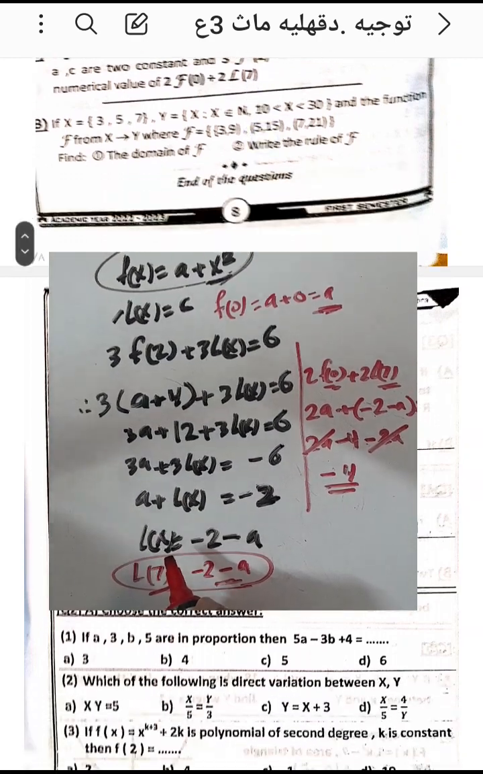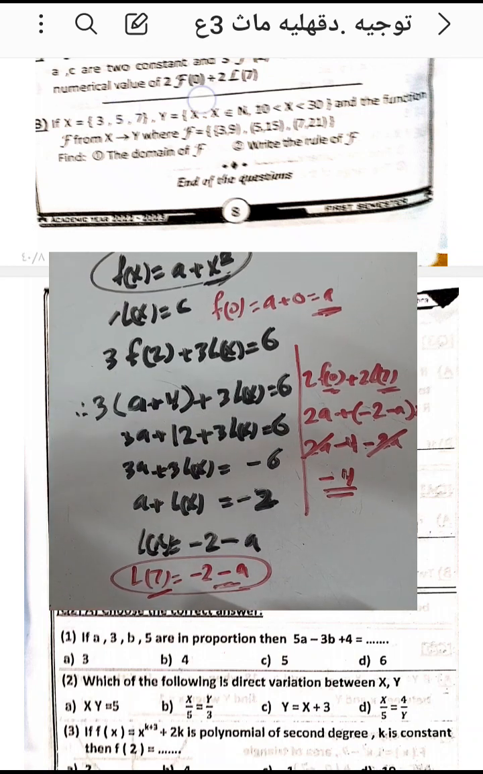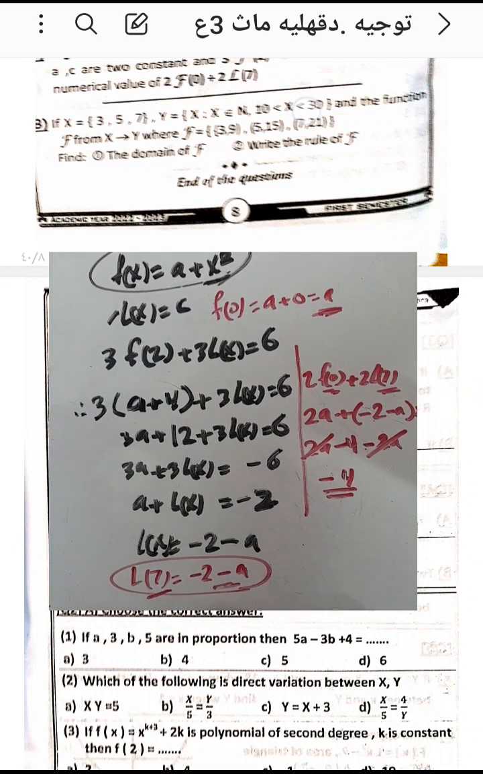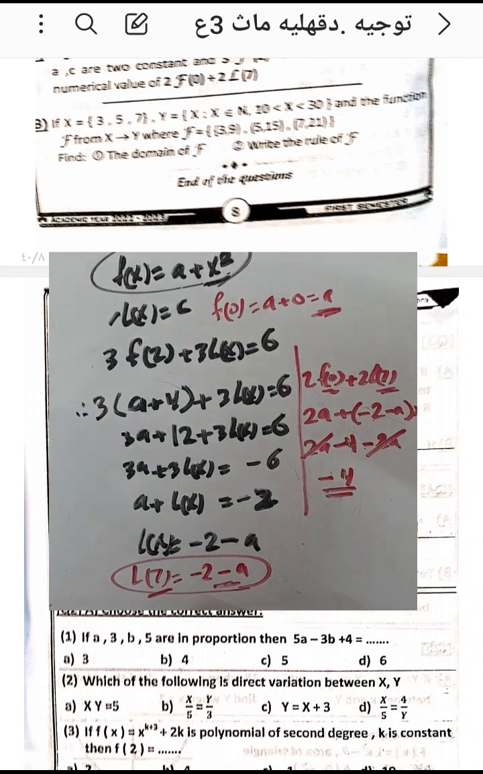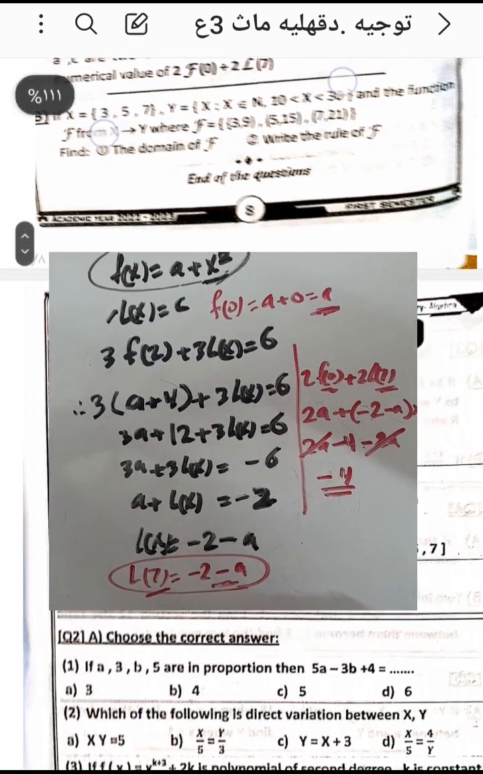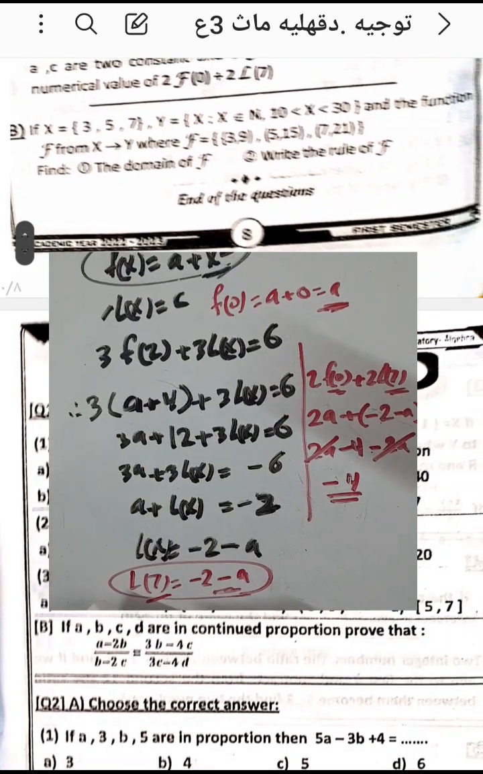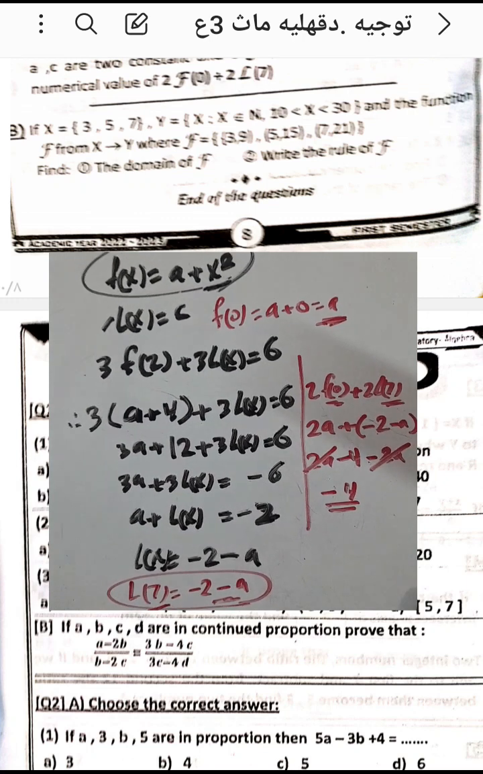Question number 3, if x equals 3, 5, 7 and y equals x such that x belongs to N and x is greater than n and less than 30, find the function f from x to y, where the function f equals 3 and 9, 5 and 15, 7 and 21. Find the domain of f and write the rule of f. Okay, first step here, we can write the function.